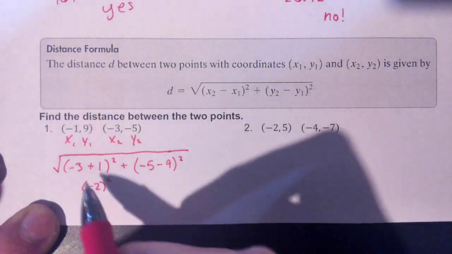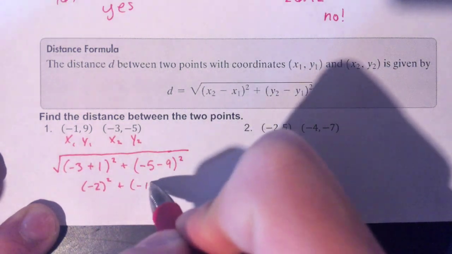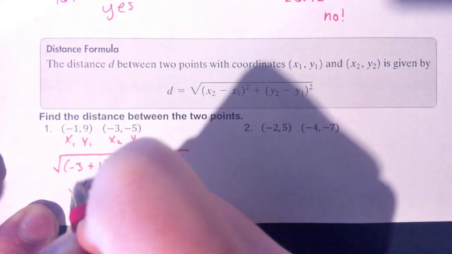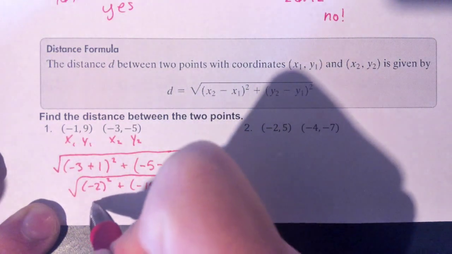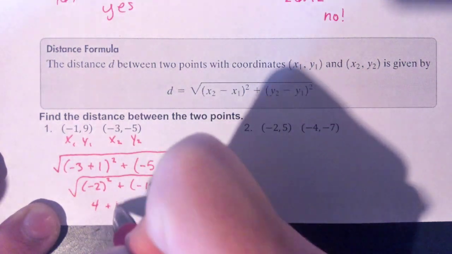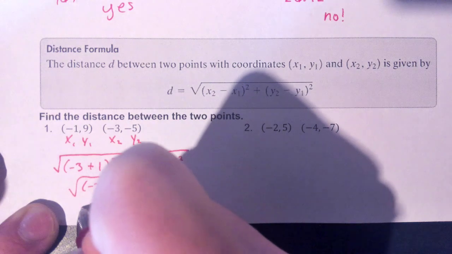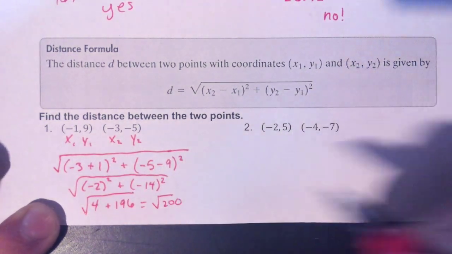Keep that in parentheses because remember that's going to end up being positive. Plus, that's -14 squared. Again, keep that in parentheses. It's going to be positive. -2 squared comes out to be +4. -14 squared comes out to be +196. Put those together, and I've got the square root of 200.